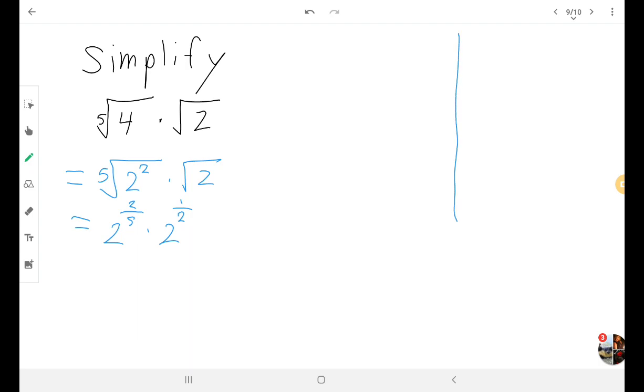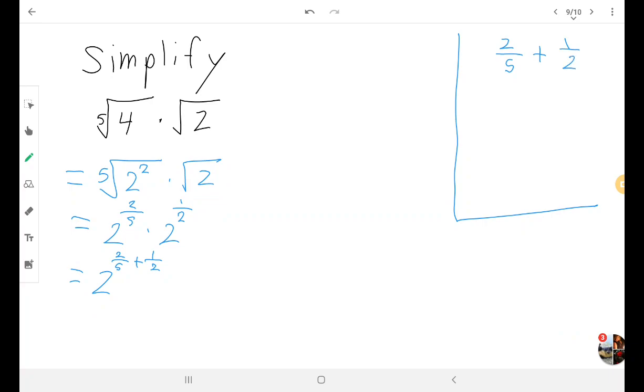And then I got to do some side work, because this is going to be 2 to the 2/5 plus 1/2 power, which is why I wanted to write the 4. That's why I wanted to write the 4 as 2 squared, because then I have the same base, so I can pull off this trick right here. Okay? So then I got to figure out 2/5 plus 1/2 in the side work here.